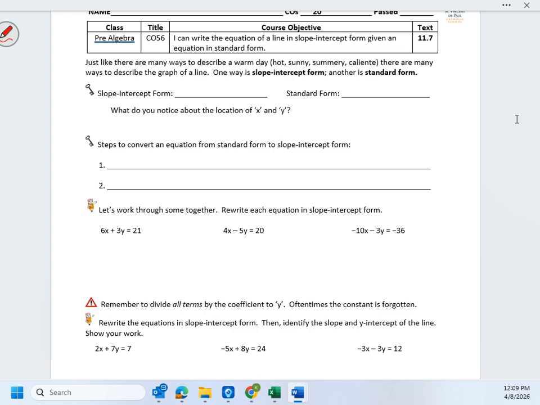Another way is that standard form. So slope-intercept, y equals mx plus b. Standard form, remember I said it was ax plus by equals c. We're going to see how we can move around to make them be the same thing. So we're going to use that standard form, move things around so it looks like the slope-intercept form.